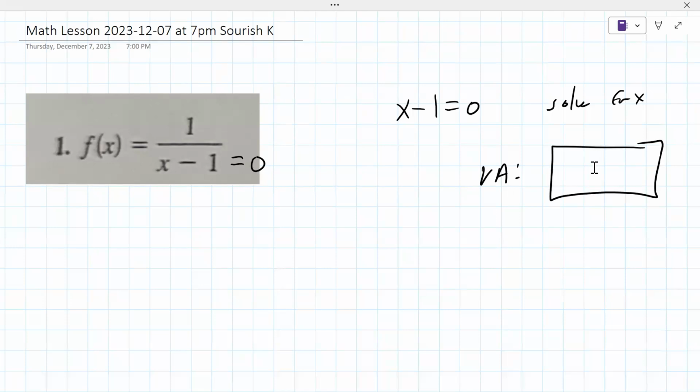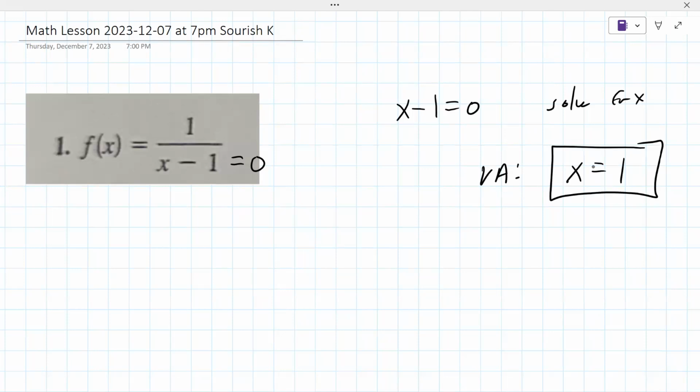X equals A. X equals A, yeah, but you told me the vertical asymptote is at 1. Shouldn't it be x equals 1? Yeah, we can say that. Okay. All right.